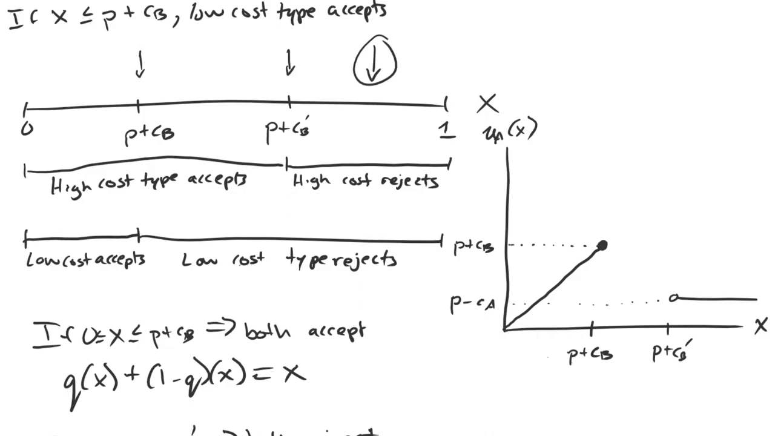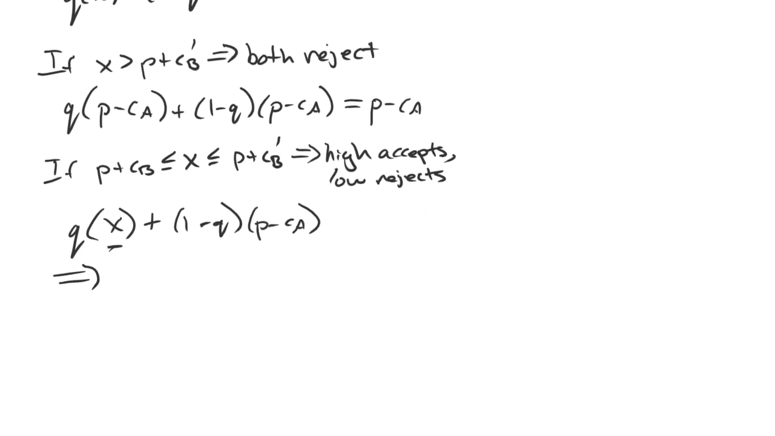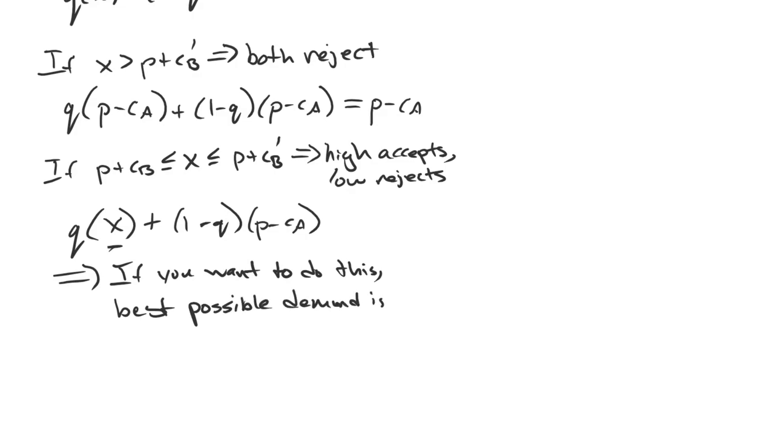If you demand anything less than P plus CB prime, you're not going to get the low cost type to accept as long as you're in this region. And you are not extracting everything that you could out of the high cost type. You're leaving money on the table. So if only the high cost type is going to accept, you might as well get the best deal possible out of that high cost type, which means demanding P plus CB prime. So this implies, if you want to do this, the best possible demand is X equal to P plus CB prime.